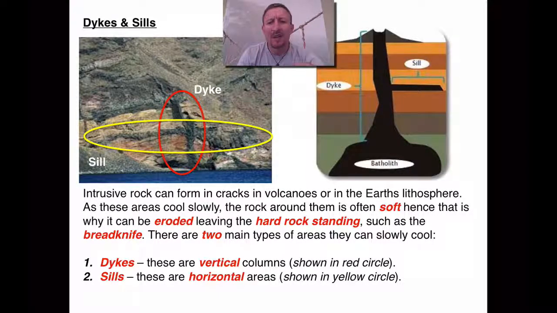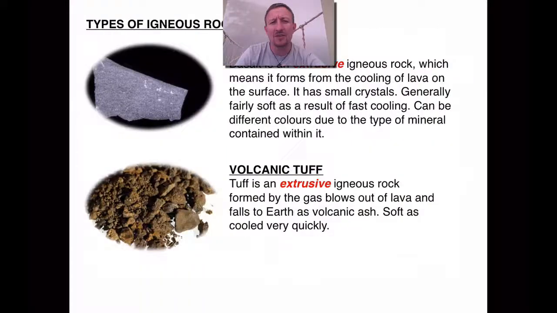The second diagram at the bottom on the right hand side again shows you your dikes and your sills, and the batholith is basically a reserve of lava which is beneath it. Over time, because they cool really slowly, the outside rock is very soft, so that will be weathered and eroded away very easily, whereas your intrusive rock is nice and hard and crystalline, and that's going to remain. Hence that's how you get the Bread Knife and the Warrumbungles. Okay, so hopefully that makes sense with respect to your dikes and sills.